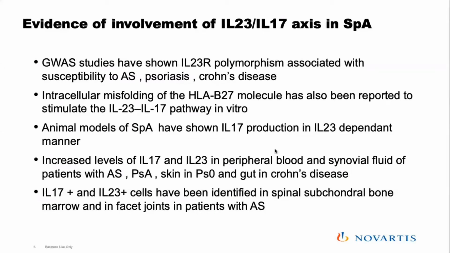Also, in patients with ankylosing spondylitis and psoriasis, there was increased level of IL-17 and IL-23 in the peripheral blood and synovial fluid of patients, as well as the skin of the psoriasis patients, and the gut in Crohn's disease patients shows increased levels of these cytokines. The facet joints of ankylosing spondylitis have shown positivity for IL-17 and IL-23 positive cells, as well as the spinal subchondral bone marrow. So this is all about the preclinical evidence.